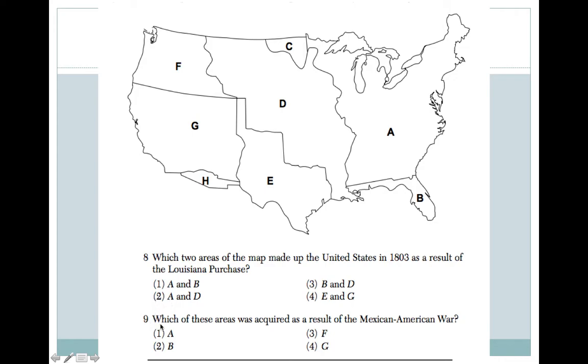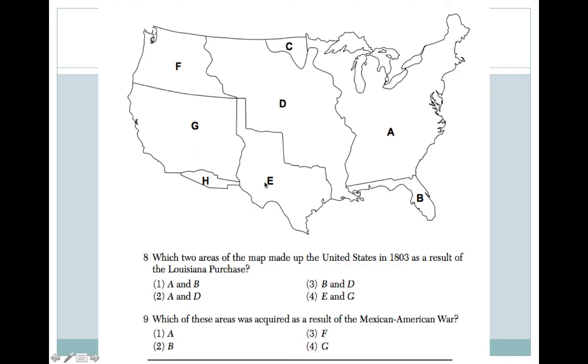Number 9. Which of these areas was acquired as a result of the Mexican-American War? So now we know Mexico is in the South, based off our knowledge of geography. Mexico's in the South. So we know that it's going to have to be some territory over here. If we know Mexico's in the South, we know it's going to have to be over here.